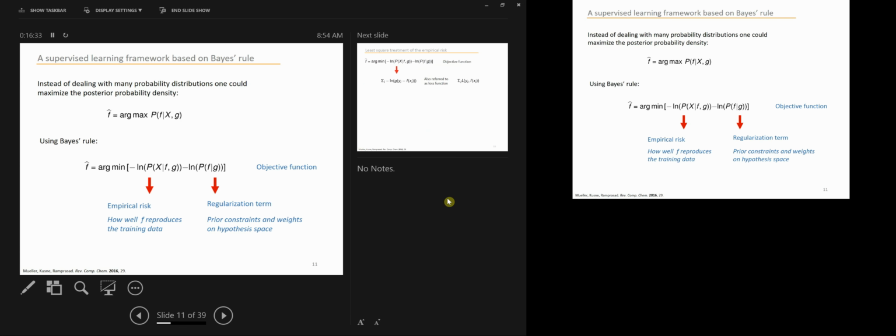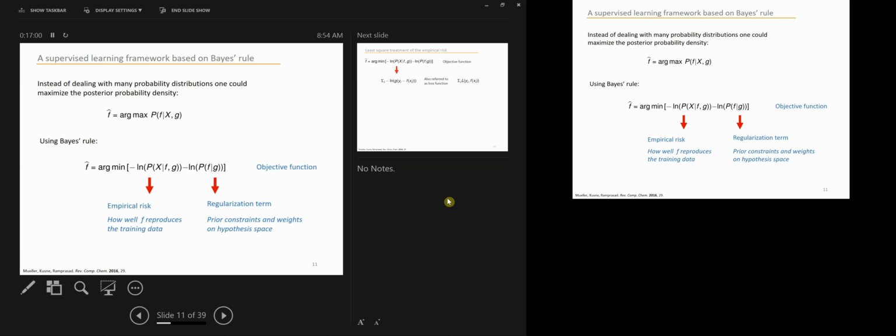So one could alternatively just simply maximize the posterior probability distribution shown here. Applying the Bayes rule as I showed in the previous slide and doing some transformation, we get to this objective function. And the goal of the machine learning here is to just minimize this objective function. This is at the heart of a lot of algorithms in machine learning. And it contains two terms that need to be optimized. The first term is called empirical risk. And it's, in simple words, how well function f reproduces the training data.